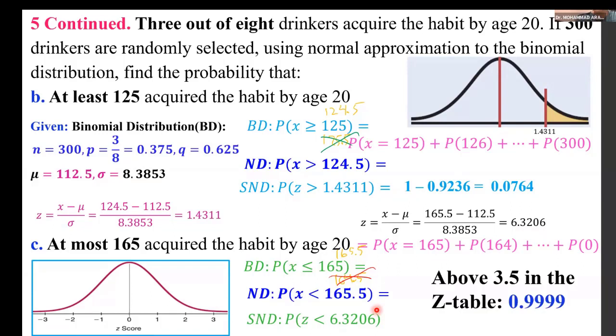If you go by the z table above 3.5, it gives us 0.9. How many nines? They use 4. Technology gives you a better approximation, of course.